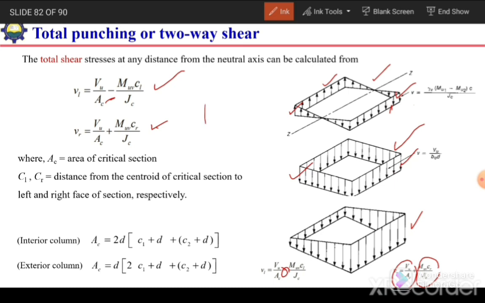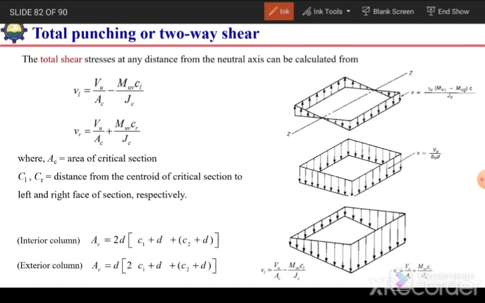This will be the case when we are considering that the span on the right side is longer than that of the left and the direction of moment is in this direction, then this case will prevail. Otherwise it might be opposite to that. If the direction of the unbalanced moment is in this direction, and this span is larger than this one, then it will be reversed.